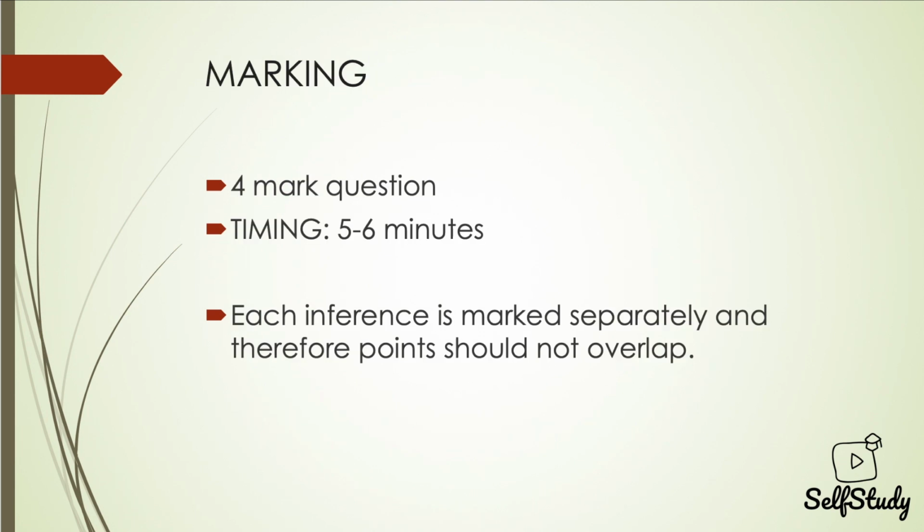It is a 4-mark question, which means that you can spend up to 6 minutes on this question, because in history papers you have 1.5 minutes per mark. However, because it is usually a fairly simple question, because it is the first one, try aiming for 5 minutes, so this will give you an extra minute for the harder questions toward the end of the paper. Remember, each inference is marked separately and therefore points should not overlap, so you need to be careful not to repeat what you're saying.